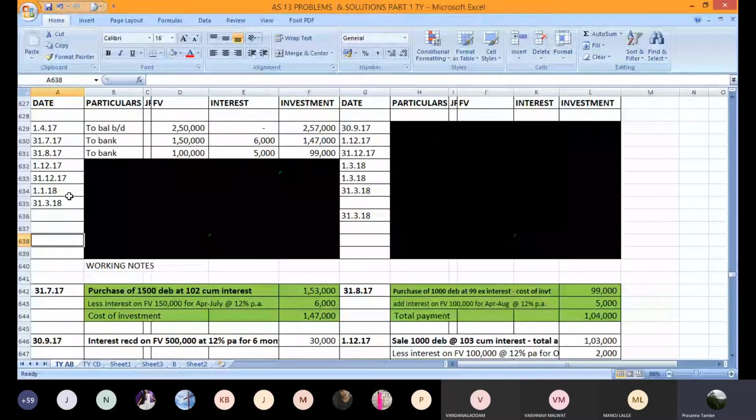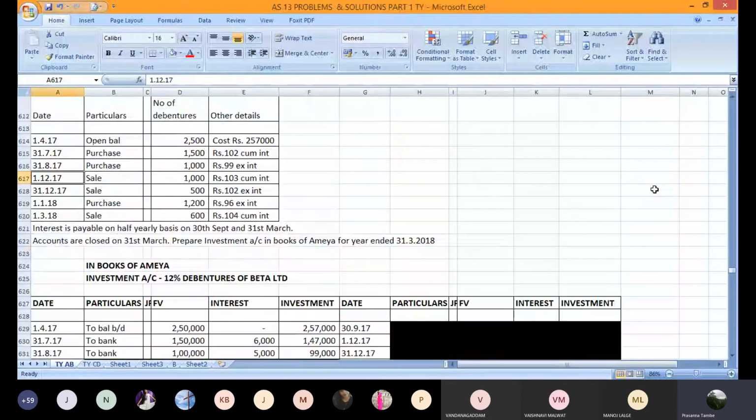Now the next transaction is on 1st December. On 1st December, there is a sale of 1,000 debentures. The price is 103 rupees cum-interest. The debentures are sold with cum-interest.